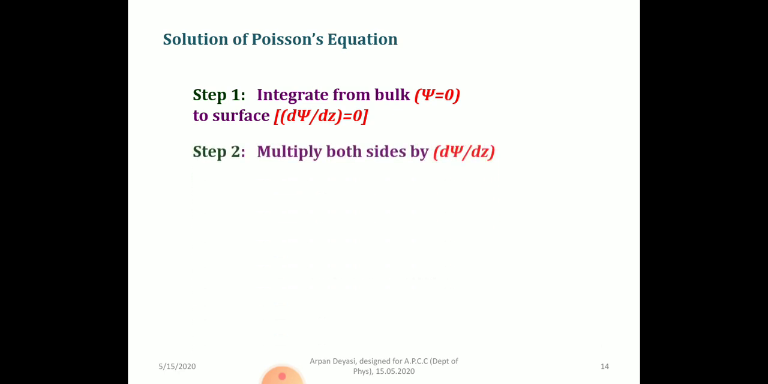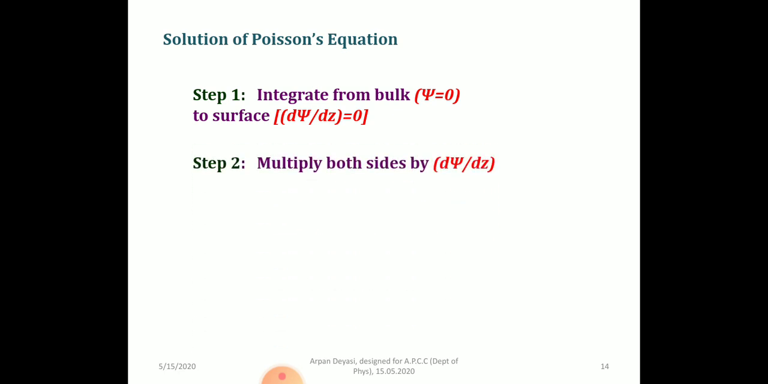And you have to multiply both sides by d psi dz in order to solve it. Mind it, d psi dz is nothing but the negative value of electric field. That factor should be remembered once you are going for the solution of this equation. So we are going for this two-step methodology for solution: we have to integrate from bulk to surface, and in that step the boundary values are given, so it will be a definite integral, psi equals 0 to d psi dz equals 0.